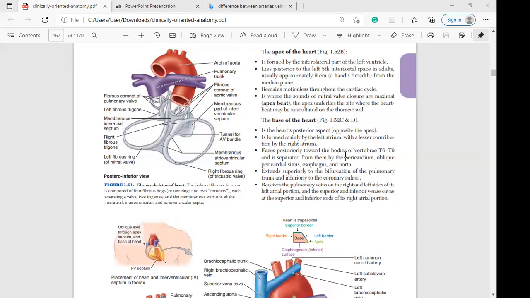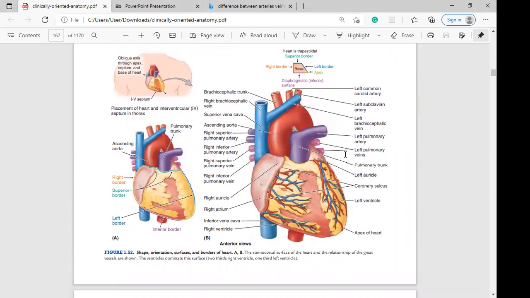So when you look at this picture, this is the right atrium. A little part of the right atrium contributes to the base of the heart, while the main part is the left atrium. So here you find the left atrium. Here they wrote left auricle. This is where the left atrium is. So the left atrium forms majorly the base of the heart, with a little contribution from the right atrium. So the base of the heart is the posterior aspect of the heart, made up mainly of the left atrium, with a little contribution from the right atrium.